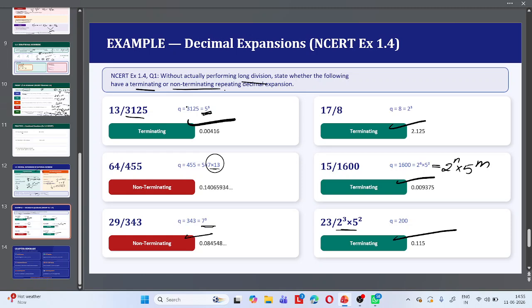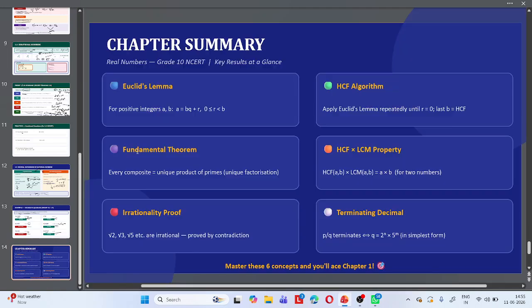Understood? This is about this chapter. In this we learnt Euclid's division lemma, that for any given integers a and b, the statement is a equals bq plus r, where r should be less than b and greater than or equal to 0. Then the Fundamental Theorem of Arithmetic: every composite number can be written as a product of primes, and that factorization is unique.